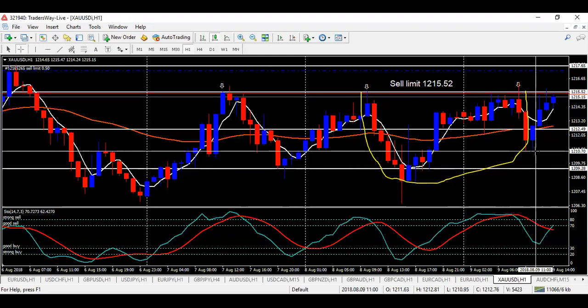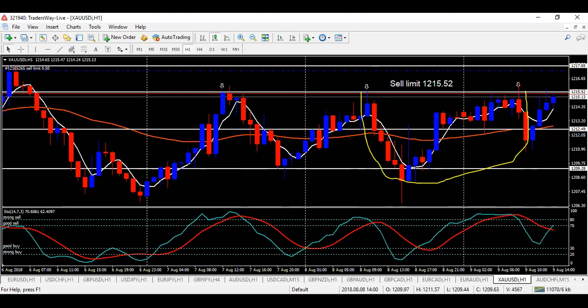The 4 and the 50. How do I measure the zone? Well, as far as where I get my sell limit? Where I get my sell limit? Or gold still drop?